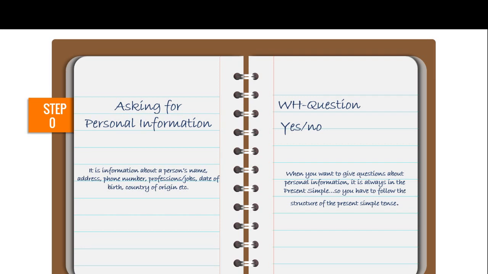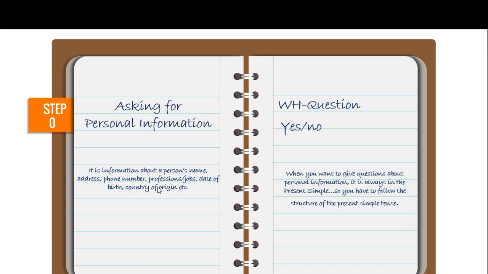Okay, for today we're going to learn about introductions, but before we start, I need to inform you that we need to learn about asking for personal information when you meet someone new at school or on the street. I think you need to ask for personal information to get to know each other, right? So, what is personal information? It is information about a person's name, address, phone number, profession or job, date of birth, country of origin, etc.